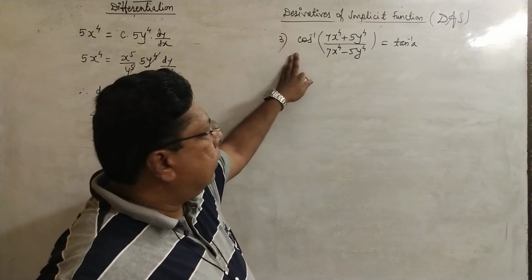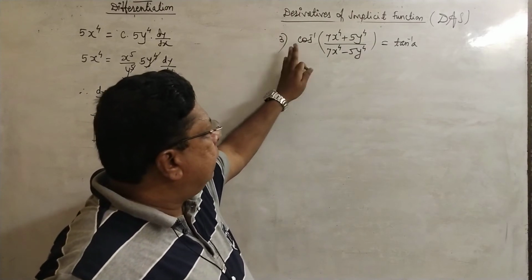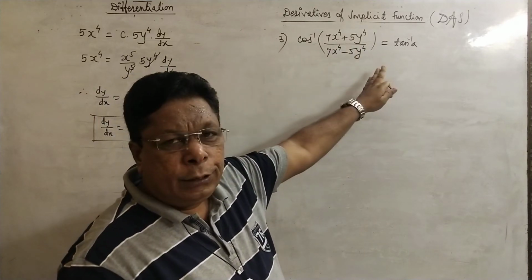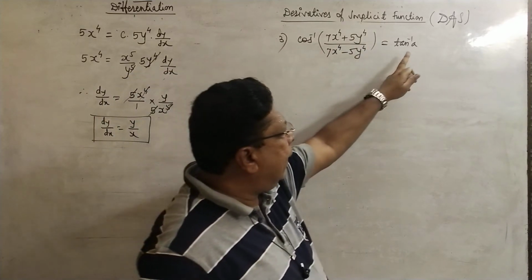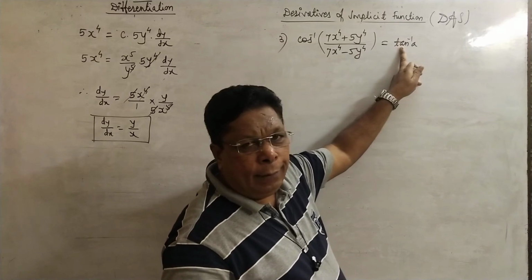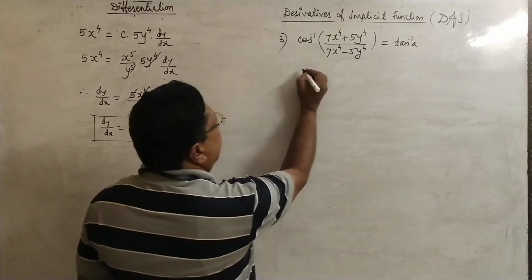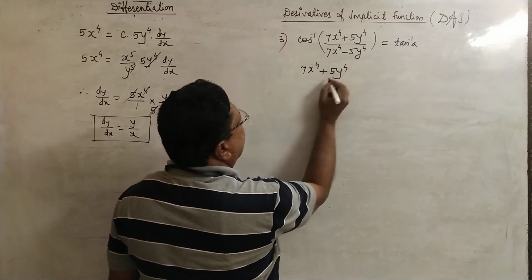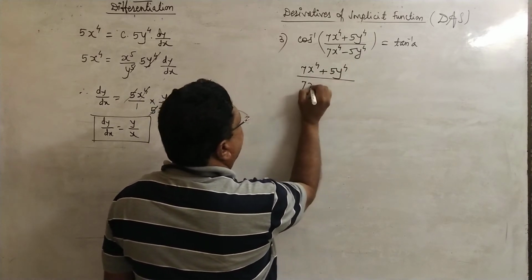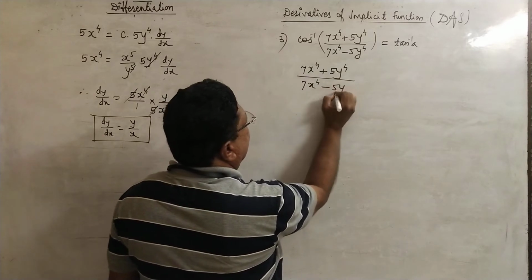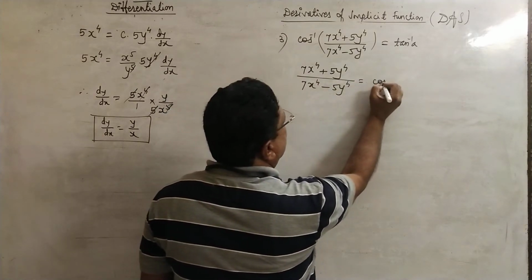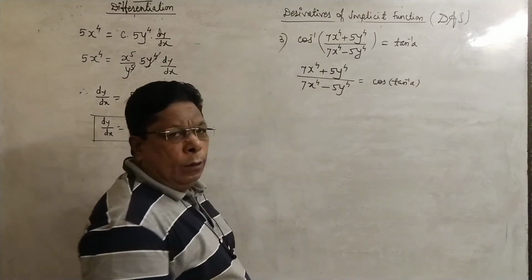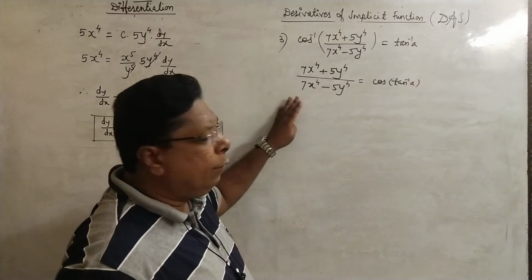Now this sum is given. First step, shift the cos inverse to the right hand side. Cos inverse becomes cos. On the right hand side, a is constant, so tan inverse a is also constant. So this becomes (7x raised to 4 plus 5y raised to 4) upon (7x raised to 4 minus 5y raised to 4) is equal to cos of tan inverse a.